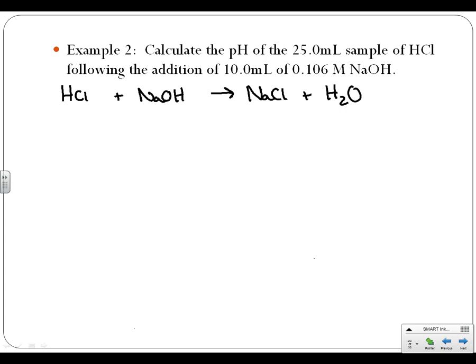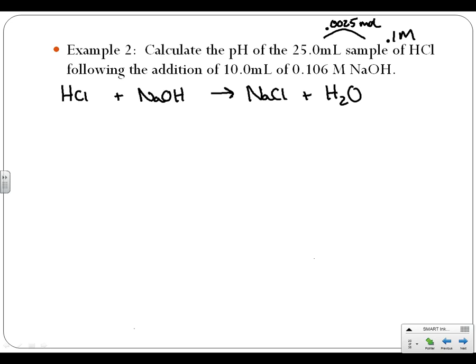Now since I'm mixing samples, volumes are always additive. So I'm adding 10 milliliters to 25 milliliters. That also means that I'm diluting stuff. So what I have to do is figure out how many moles of acid I have and how many moles of base I'm using. I'm using the same molarity as in the previous problem, so this is a 0.1 molar solution of hydrochloric acid. If I have 25 mL of it, this means that I've got 0.0025 moles of this stuff.